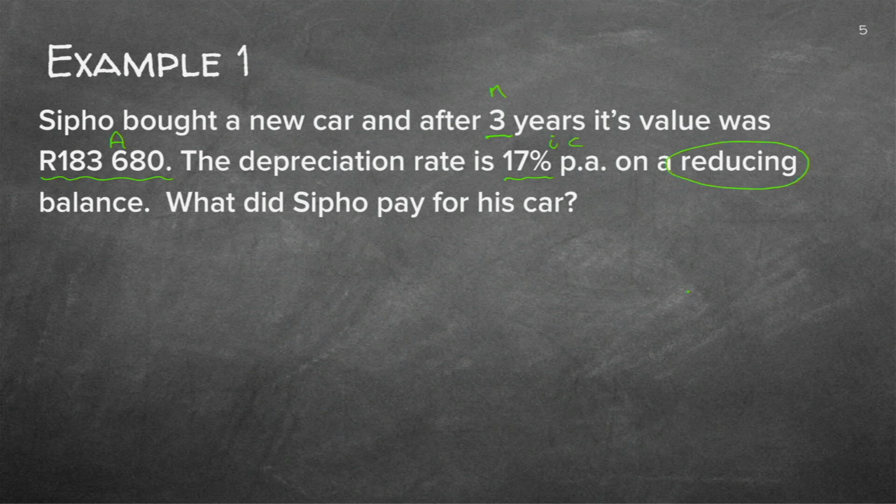So immediately I'm going to write CI there. So I know it's compound interest. And because they say depreciation, I know it's going to be the minus formula. What did Sipho pay for his car originally? In the present. So that is the P.